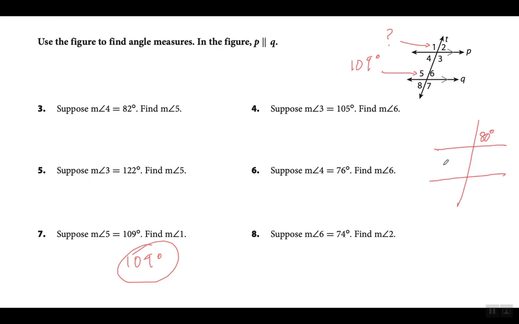So if this is 80, this is 80. And if this is a straight line and this is 80, that means this one has to be 100. And this one has to be 100. And now just copy this relationship down here. Copien esta relación y pongan los mismos números aquí abajo.